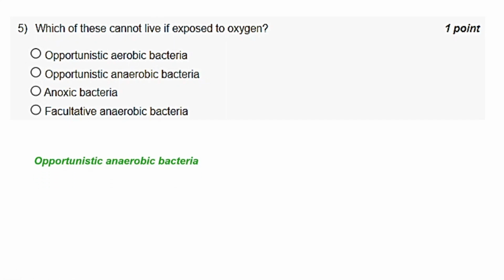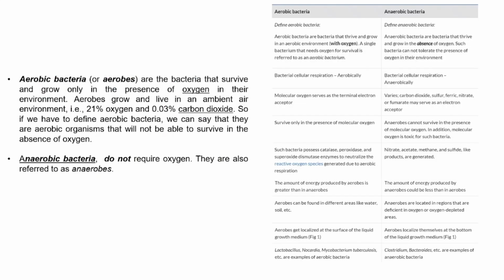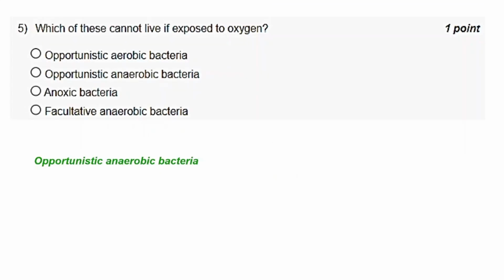So the answer is actually obligate anaerobic bacteria. Basically when we are reading questions like this, we have to see what obligate means and what facultative means. I'll tell you the reason. Let's learn a little bit about all the options that we can see here.